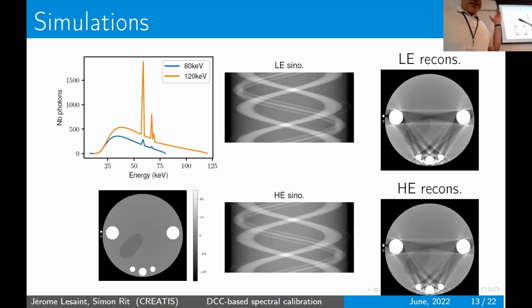So the simulation, as I showed earlier on, we have this object, which is a water cylinder with a low contrast feature and 5 bone inserts. And the 2 small inserts that you have outside the big cylinder is the voxel reference, the a priori knowledge that we have on the object. We illuminate with the 2 spectra at 80 keV and 120 keV, get the sinograms and the polychromatic reconstructions.